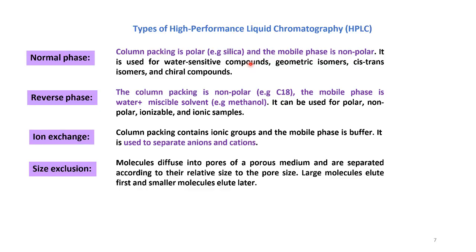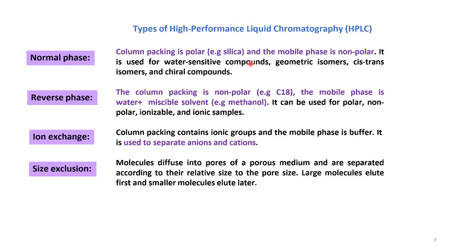Then in the reverse phase, the column packing is non-polar, for example C18 material, and the mobile phase is water plus any miscible solvent, for example methanol. So it is used in the ratio of 50-50 or 80-20 likewise, and it can be used for polar, non-polar, ionizable and ionic samples. Then we have ion exchange.